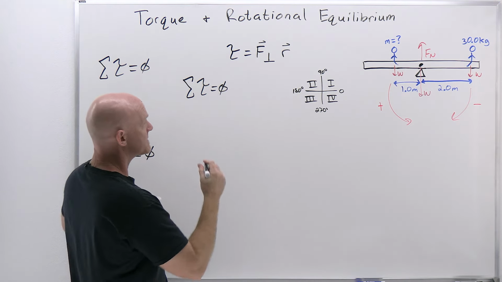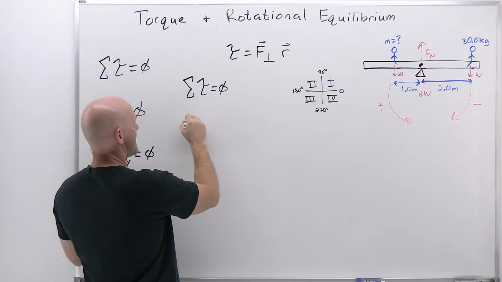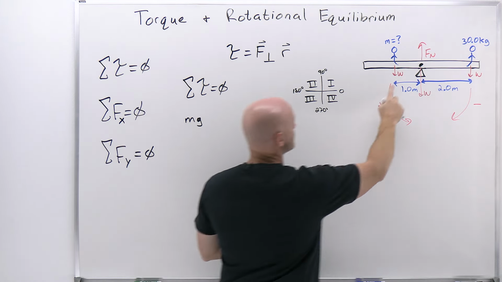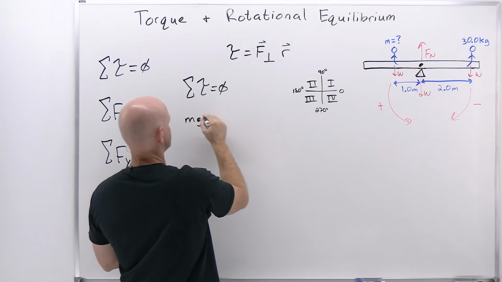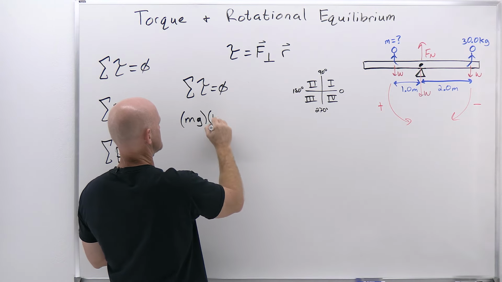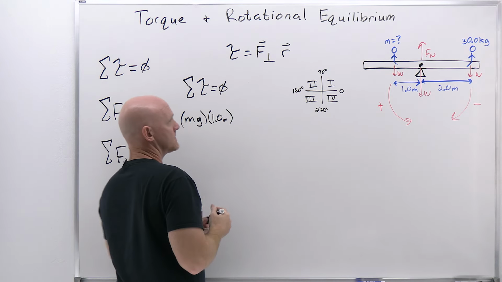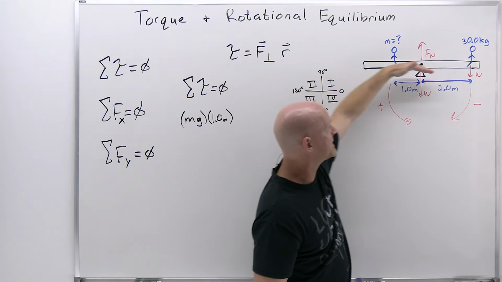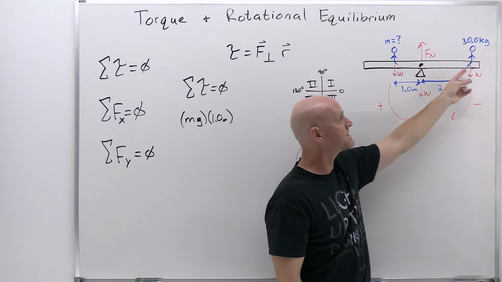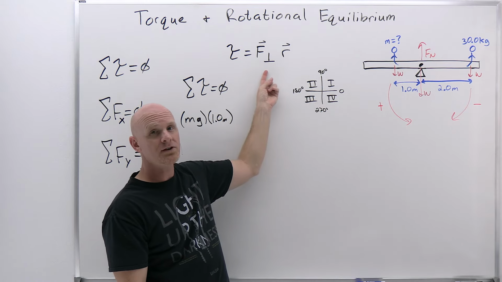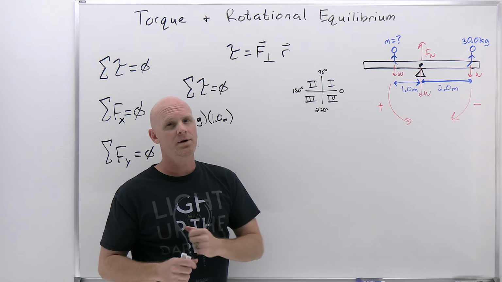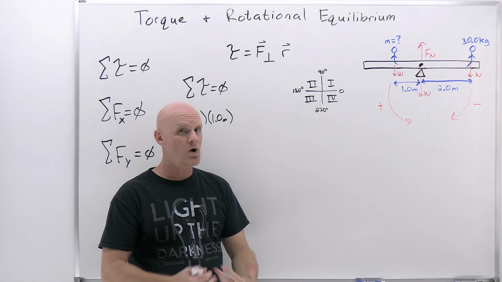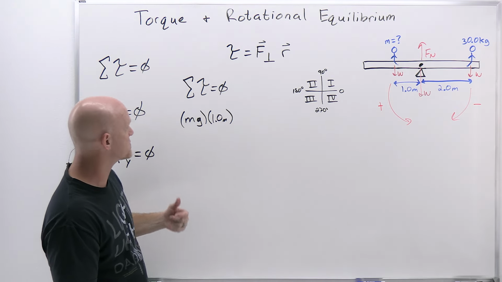All right, so we'll start with the positive one first. In this case, we're going to have the mass that we don't know times gravity, that's weight, and then times a lever arm distance of 1 meter. What's nice is that notice our seesaw is perfectly horizontal. All our forces are perfectly vertical, which makes them perfectly perpendicular. We don't have to worry about sine theta and getting just the vertical component in this case. They are all perfectly vertical.